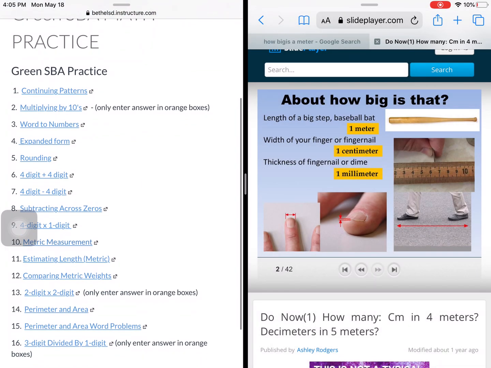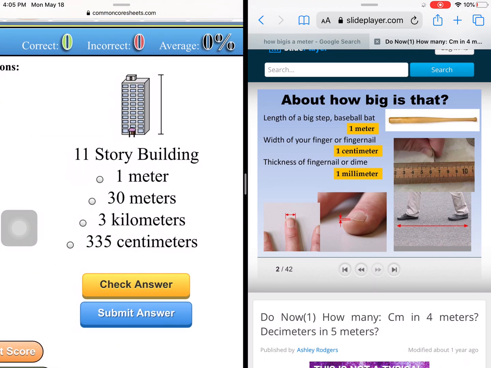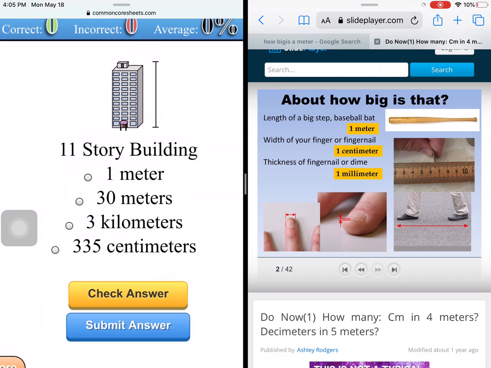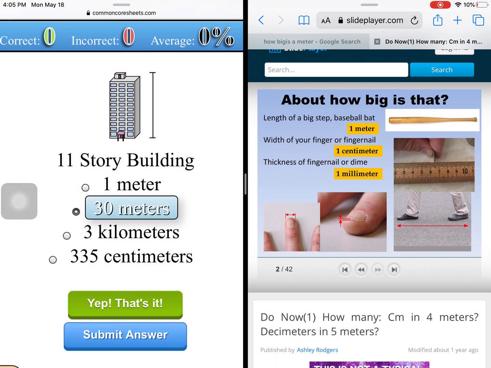If we go to number 11, this is estimating metric lengths. Again, this time we're looking at pictures. So looking at this picture, it's an 11-story building. So not this real picture, but a real building that's 11 stories tall, like a big one in Seattle or Tacoma. Is it 1 meter, 1 baseball bat, 30 meters, 30 baseball bats, 3 kilometers, remember kilo means thousand, so that would be 3,000 baseball bats, or 335 centimeters? Oh, I don't know, maybe 30 baseball bats. Check my answer. Yep, that's it.